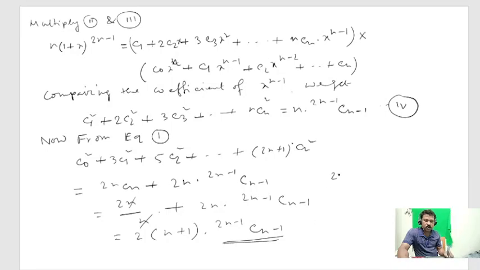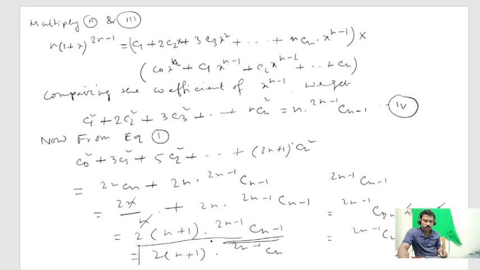As we know, 2n minus 1 C n minus 1 is 2n minus 1 C 2n minus 1 minus n plus 1. These two cancel out, that is 2n minus 1 C n. So this is n plus 1 times 2n minus 1 Cn. This is one of the answers. Here multiple options are correct.